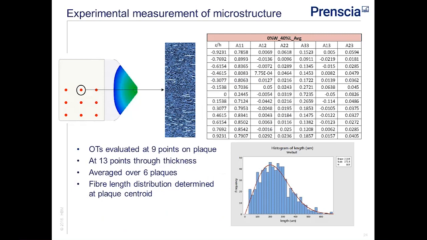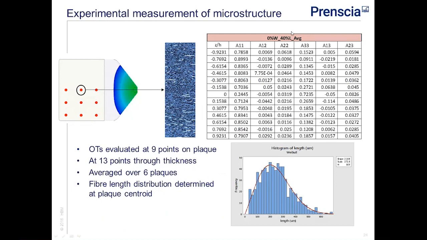What we did then was to actually have some measurements of the material orientations carried out as well. This was work done at Virginia Tech. We did measurements at 9 different points on our test plaques. At each of those points, we had the orientation tensor measured at 13 different points through the thickness, and all the data was averaged across 6 test plaques.